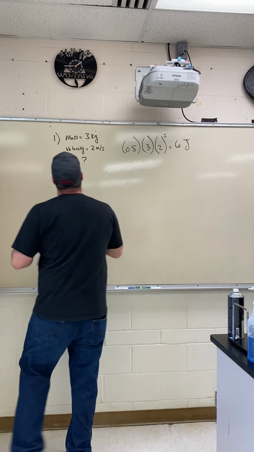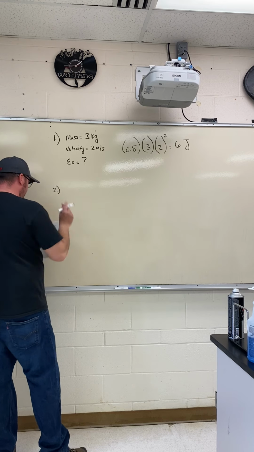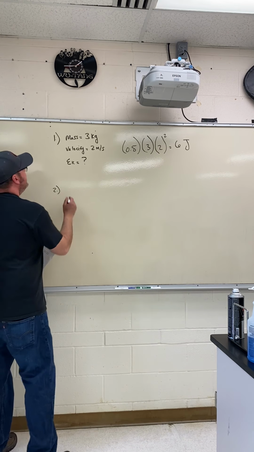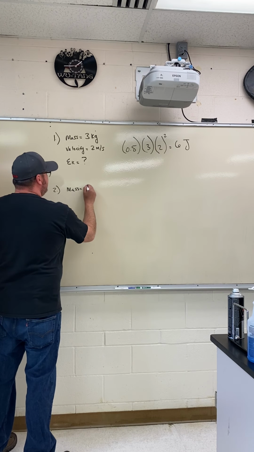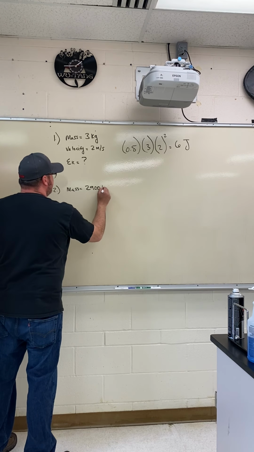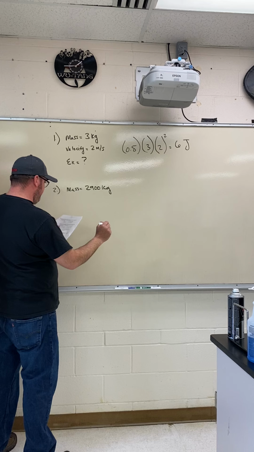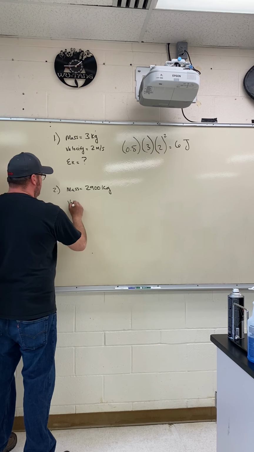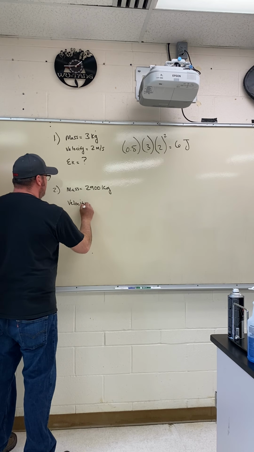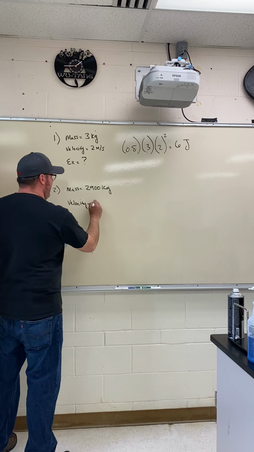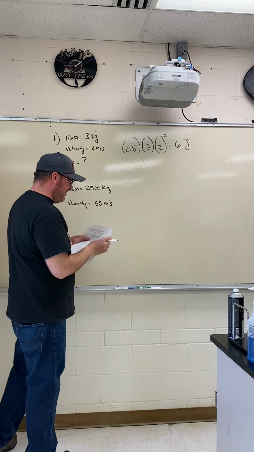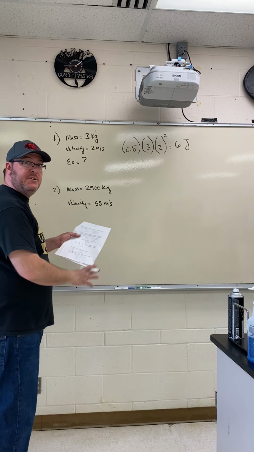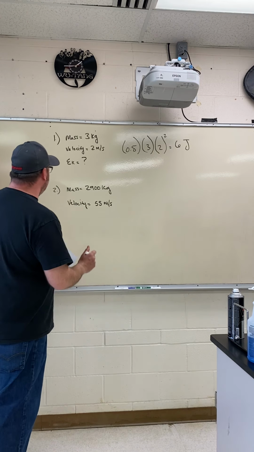So number 2, let's say we're talking about something larger. So let's say a truck. My truck has a mass of 2,900 kilograms. So that's a fairly large vehicle. And it's moving down the road at 55 meters per second. And don't worry, these are also on the worksheet. So as you guys are looking through this, you'll see how I do this.